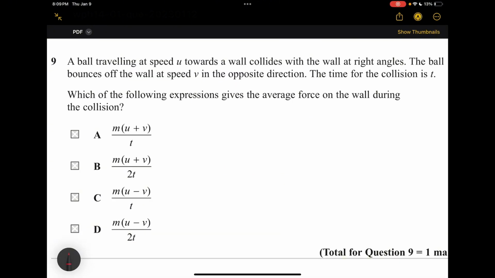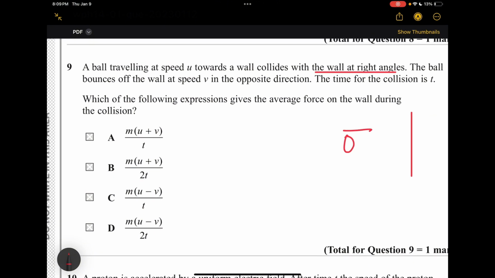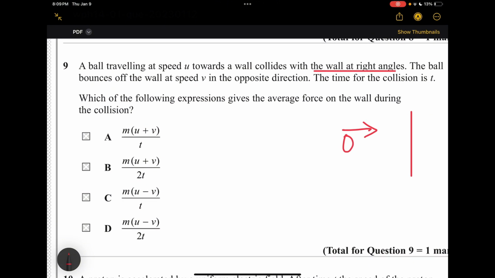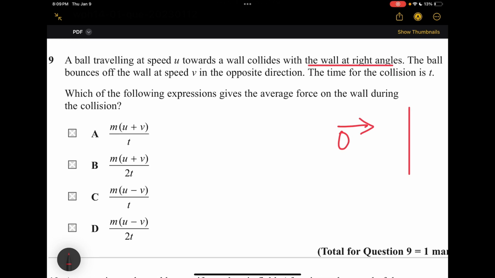Delving into question number 9: a ball traveling at speed u towards a wall collides with the wall at right angle. So let's say this is a wall and a ball will travel in this direction and collide with it. The ball bounces off the wall at speed v in the opposite direction. The ball will also bounce off like this. The time for the collision is t. Which expression gives us the average force on the wall during the collision?